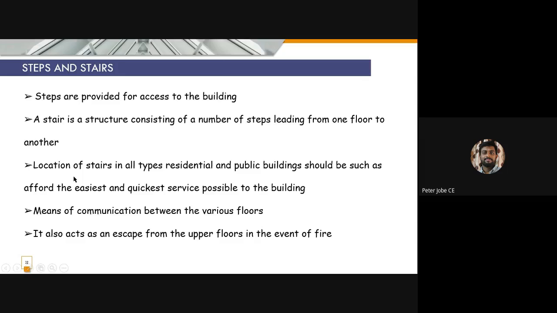So the location is also important. It should be easily accessible to everyone. It should be easy, and it should be the quickest way to reach the different levels. That's why the location of stairs is important. So this is a means of communication between various floors. It also acts as an escape from upper floors in the event of fire. Whenever a fire happens, it is strictly prohibited to use a lift for the rescue service. So whenever a fire happens, the only thing left for everyone to reach outside the building is the stairs. We should only use stairs while a fire is happening, and in that case, the accessibility of the stairs is also very important.